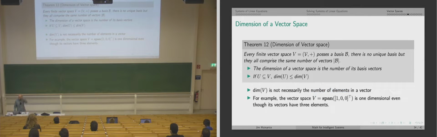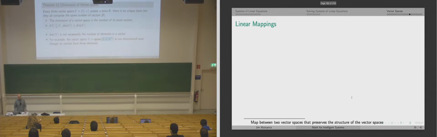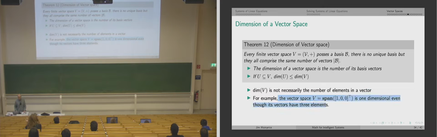And I think we took this example, I don't remember. So the vector space V that is spanned by a single vector that has 3 coordinates here only has dimension 1, and this is actually a line, the vector space that we get by the span of a single vector.